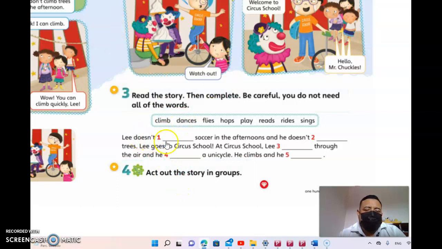Okay. Lee doesn't. Okay. Por ahí ya lleva una de estas palabritas. Climb, dances, flies, hops, play, reads, writes, and sings. Ok, vamos a ponerle una de esas en cualquiera de estas líneas.